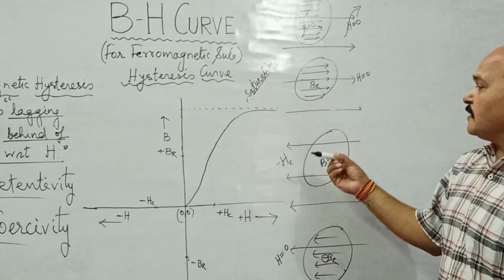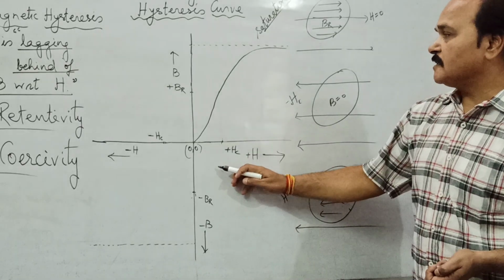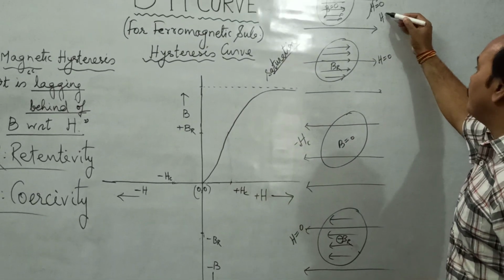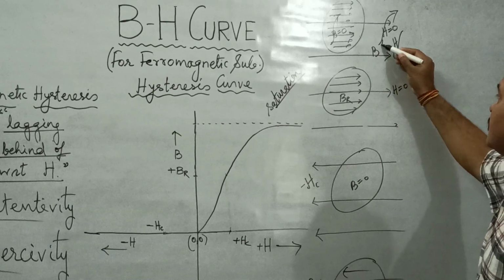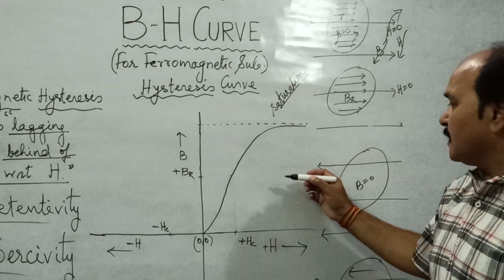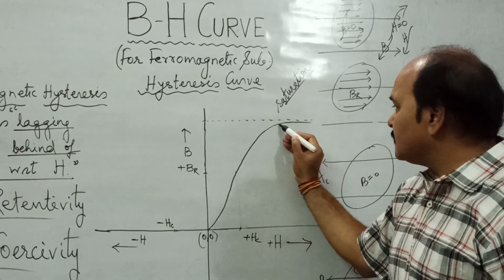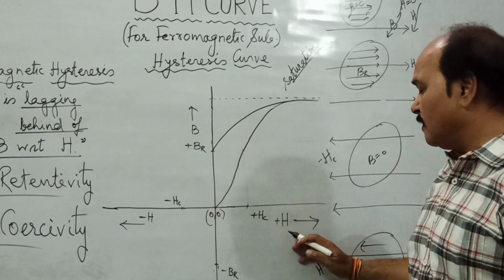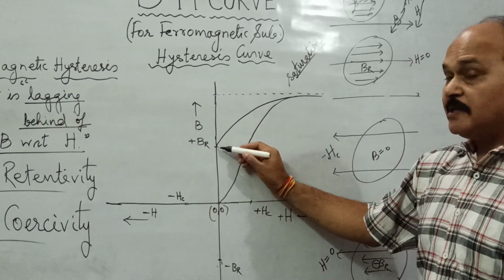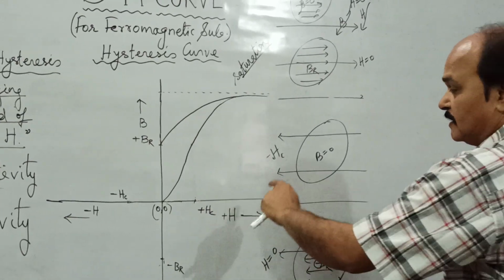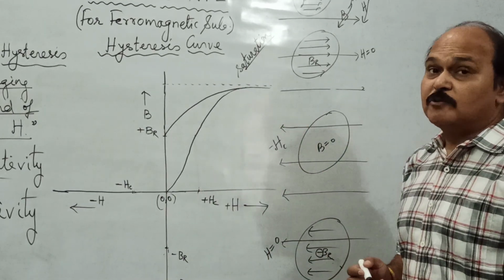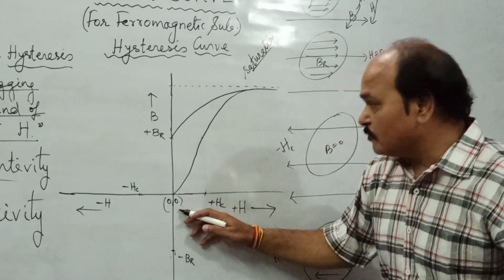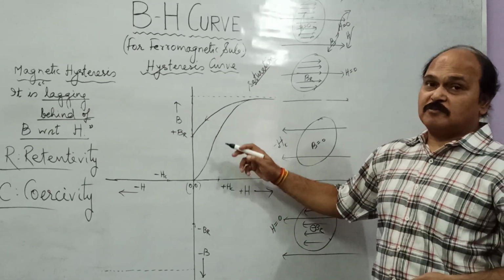Thereafter, if we decrease H, the value of B also decreases. If we start decreasing the value of H, the value of B also starts decreasing. But to our utter surprise, when the value of H becomes 0, the value of B doesn't become 0. We decreased H and expected that B would also decrease, and of course it decreases. But even if we make H 0, B does not become 0.